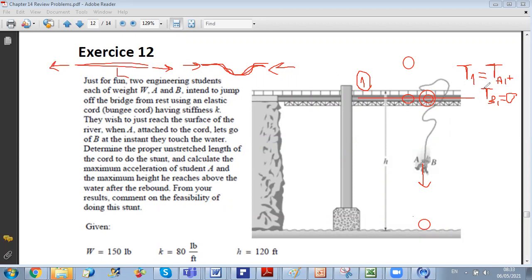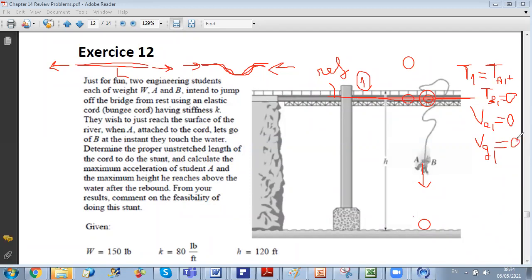Okay, so at the initial stage we were still at the top, so there was no stretching of the cord, and we can say that V elastic at stage 1 is equal to 0. And since we have the weight, we should take a datum line. You can take the datum or reference line wherever you want. For convenience, we can take it at this level, at the initial stage, so this is the reference for gravitational energy.